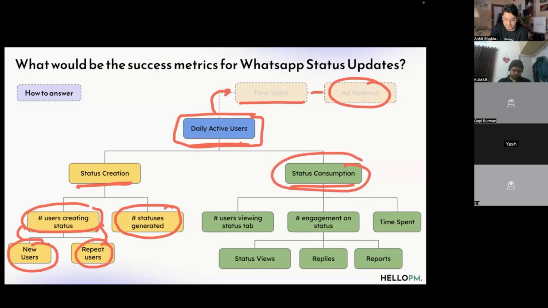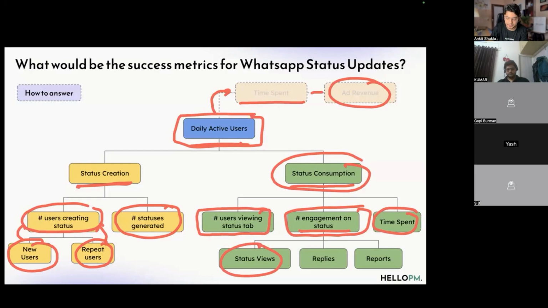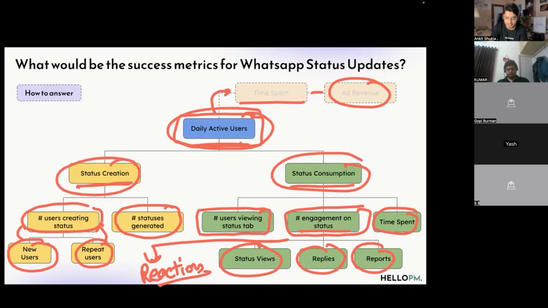Similarly, for status consumption, how many people are actually viewing the status tab where all the statuses come? Then how many people are engaging and how much time are they spending? And on the engagement, you can also divide it into status views, replies, and reports. And maybe very recently, they have added reactions. Now you can go ahead and measure every metric. When you communicate to the interviewer, understand that this metric, or maybe this metric, is enough. But when they ask you to dig deeper, you can show them the whole map.